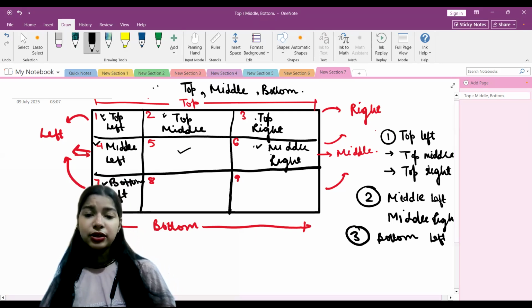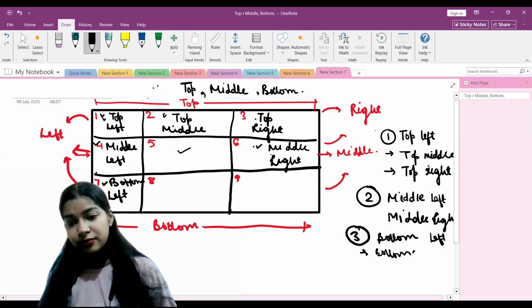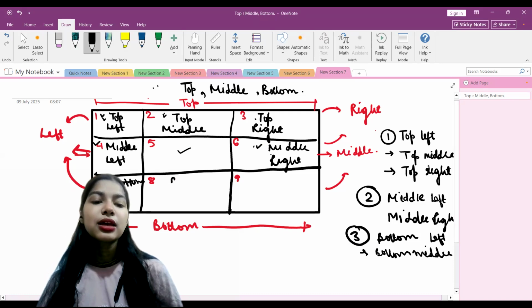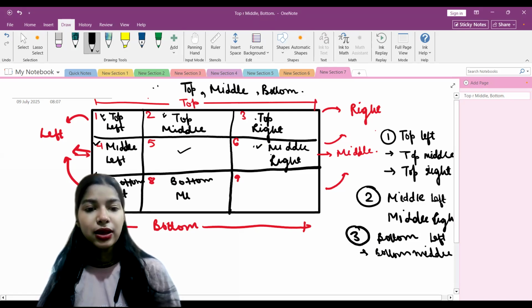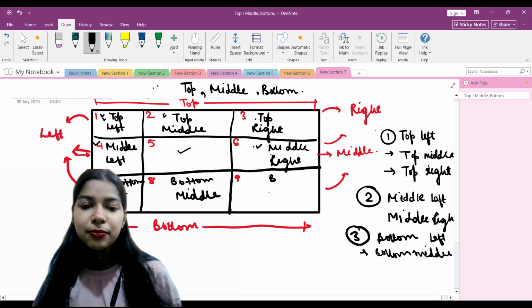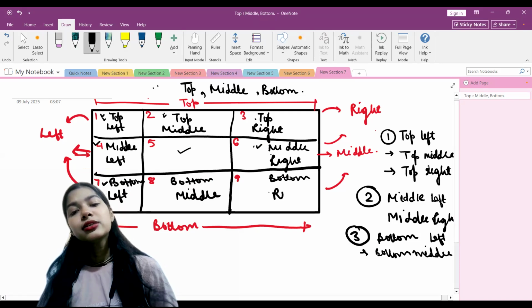Next is our bottom middle, right? Okay. Next is our bottom middle. So this is our bottom middle. Okay, kids? This is our bottom middle. Now this is the bottom column. This is the right hand side. This is bottom right. Okay.